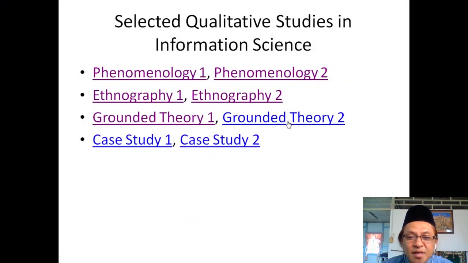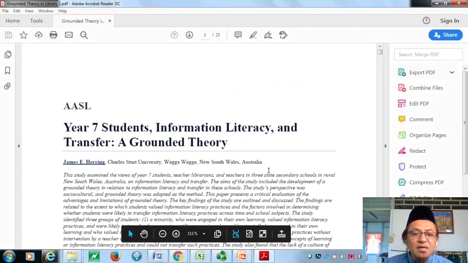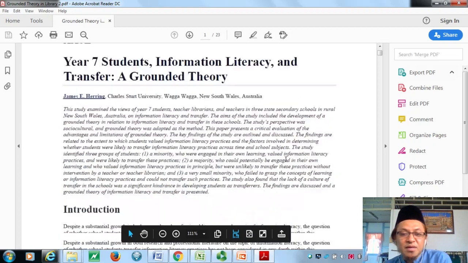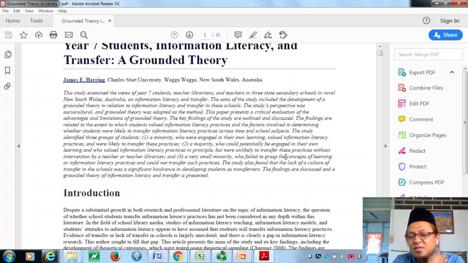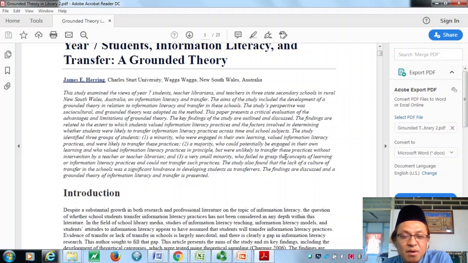Please go through that by yourself. This is another example of grounded theory. Year 7 students, information literacy and transfer, grounded theory. If you notice, information literacy is quite extensively researched using different types of qualitative research. The one that we just went through was about phenomenology, right? So this one is on grounded theory.